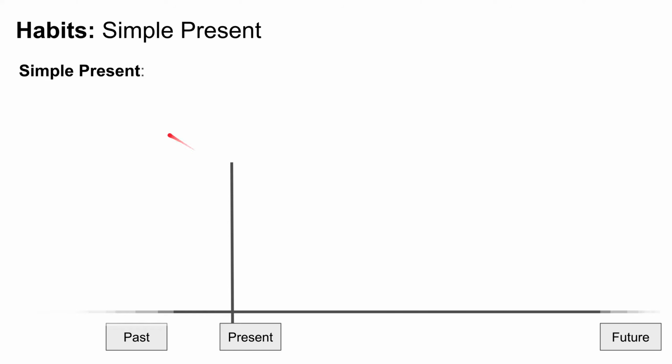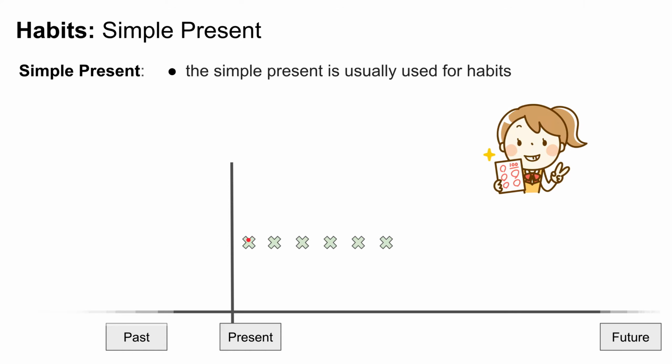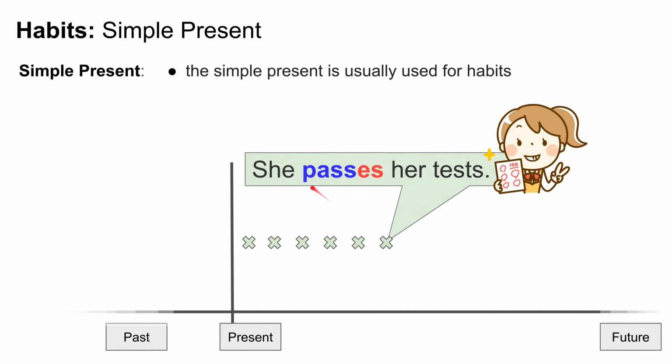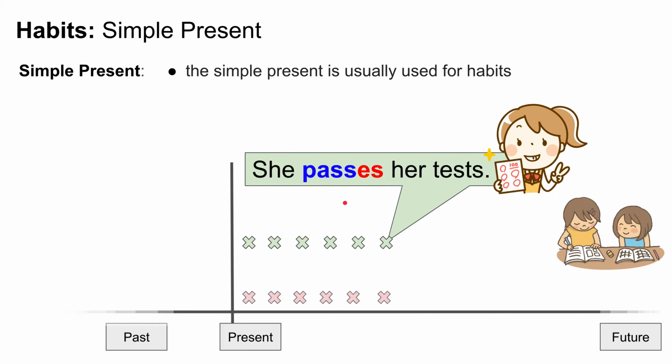So let's move forward and let's look at the simple present now. The simple present is usually used for habits and routines. So for example, here we have in the present a repeating action, a routine, a habit. And what is it? Okay, she passes her tests. That's her habit.